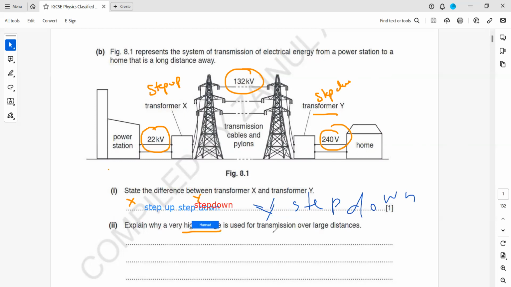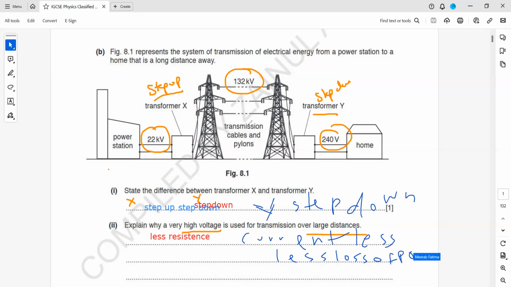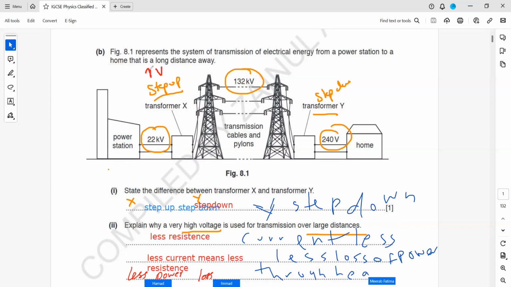Explain why a very high voltage is used for transmission over a large distance. What is the reason for using a high voltage? For power transmission from the power station to the consumer, we use a step-up transformer, which increases the voltage. When it increases the voltage, because the power is constant, it reduces the current. When it reduces the current, it minimizes the heating effect.